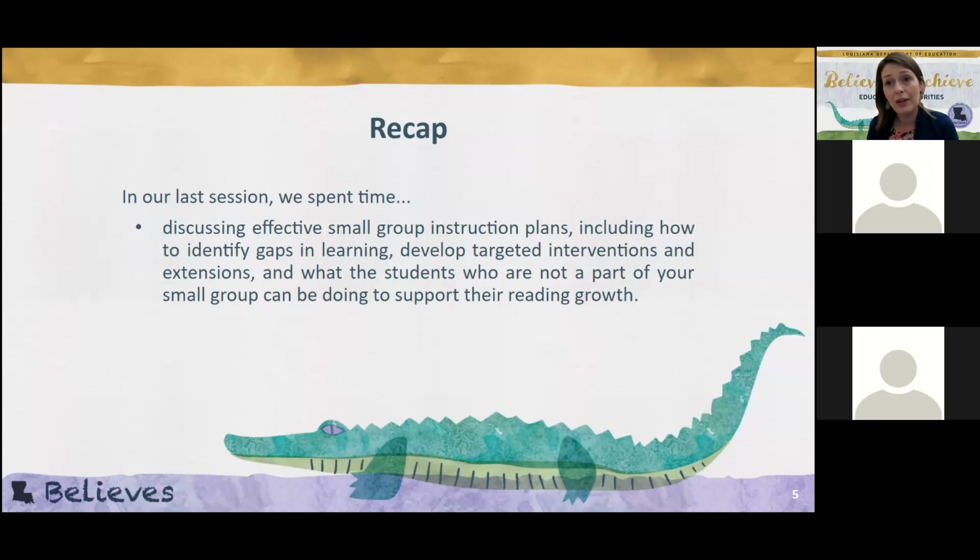We're doing it pretty soon after we've provided that core instruction so that we can fill in those gaps quickly so that those students are also ready to thrive in our core instruction. That makes your work much more efficient and much more impactful. And so you won't be spinning your wheels trying to fill in large gaps because you nip them in the bud right as they happen.